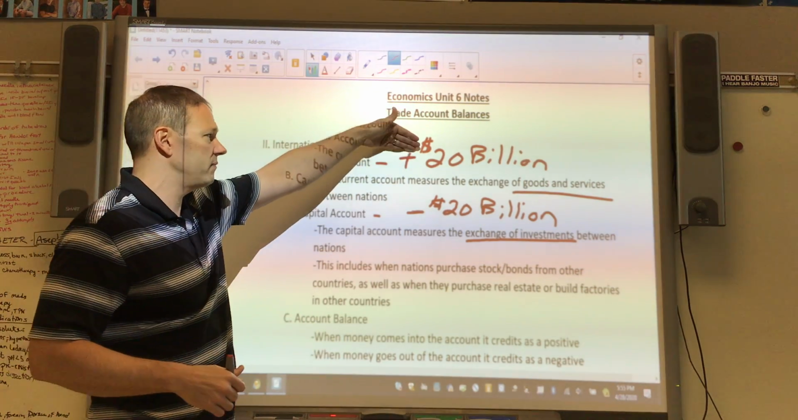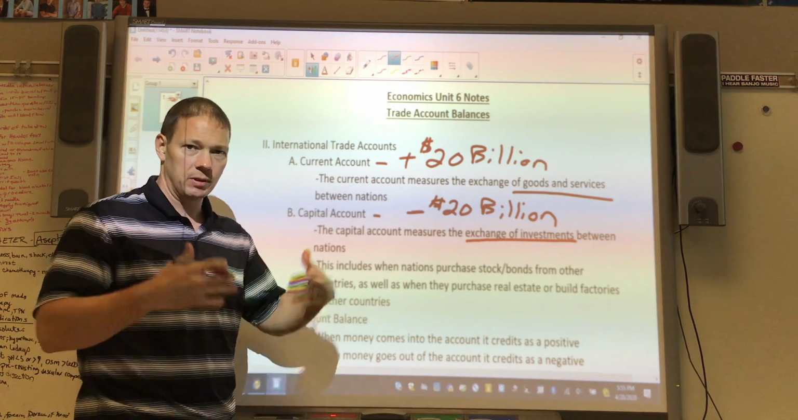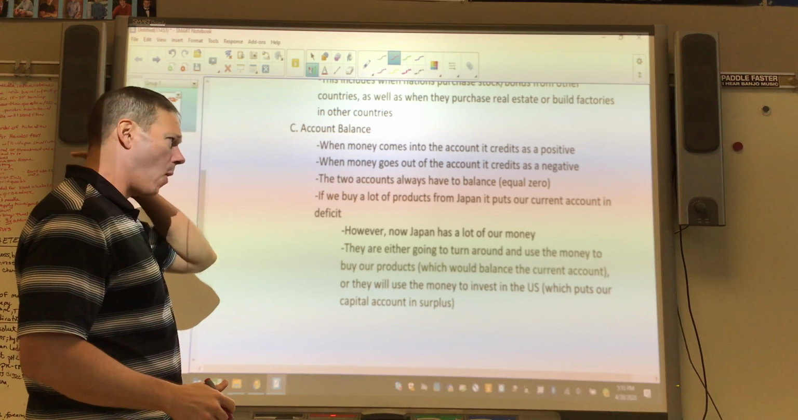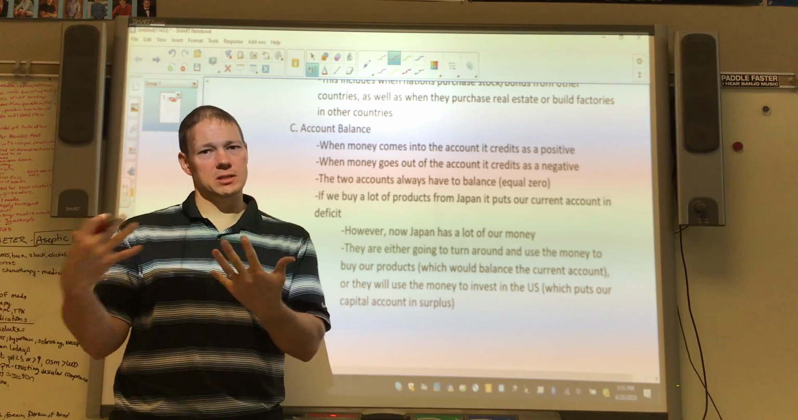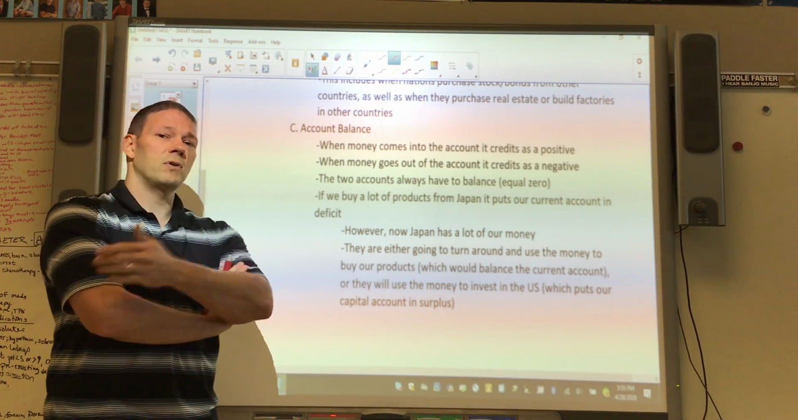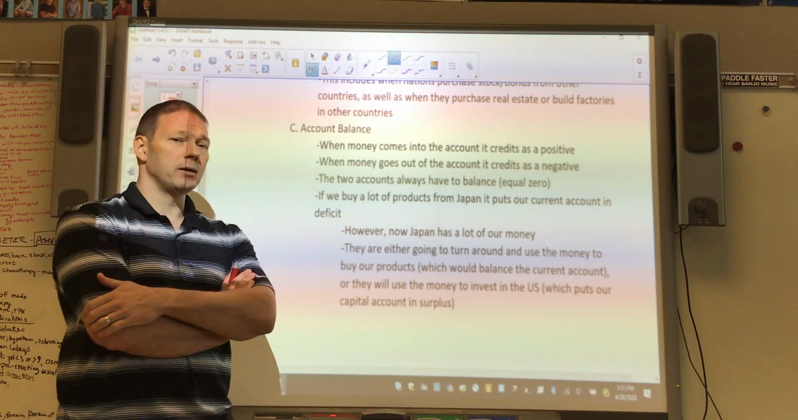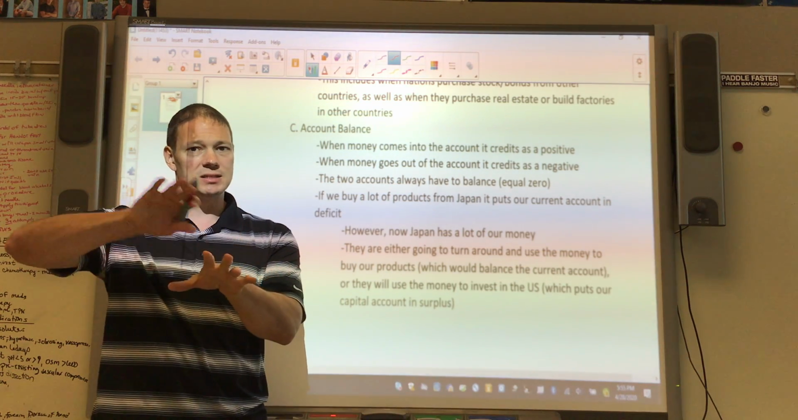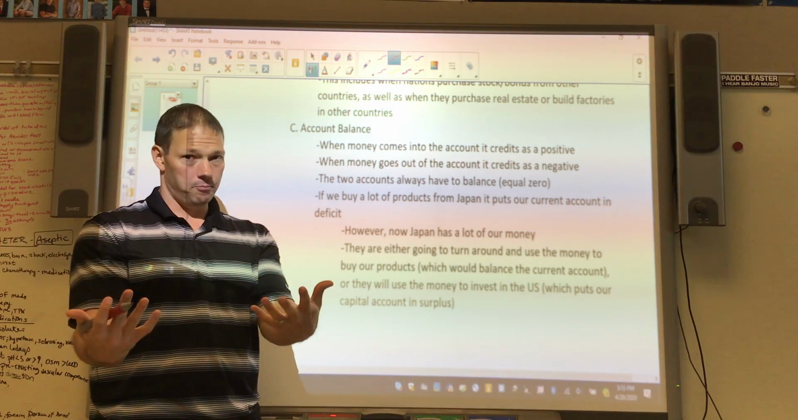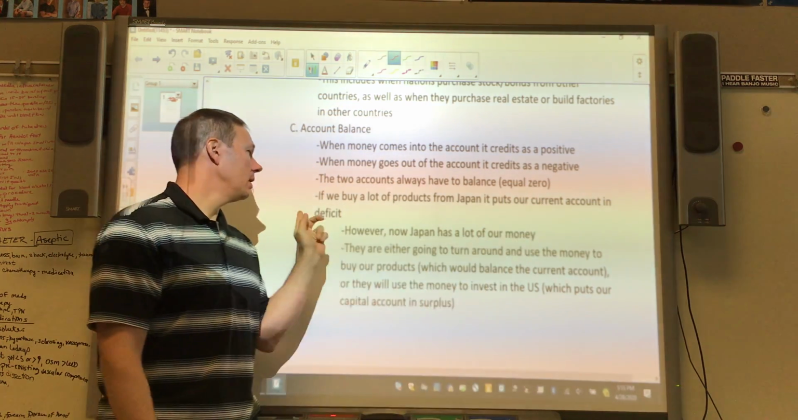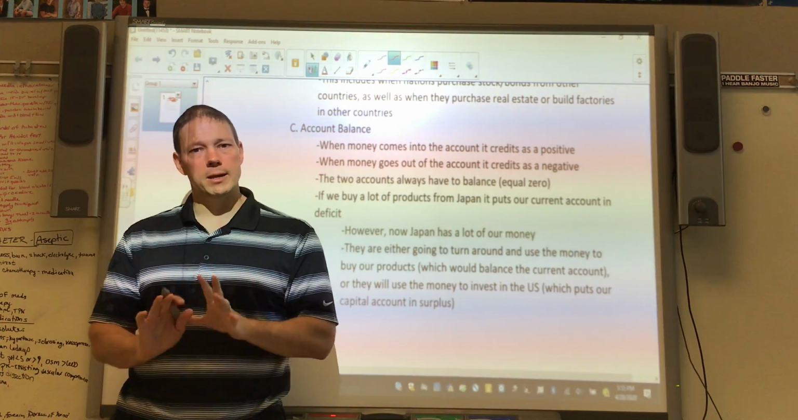If this one was negative 50 billion, this would be positive 50 billion, and so forth. Okay, the two accounts, you put them together, they always equal zero. Why is that? Well, again, this is explaining how the money always makes its way back. So, let's say, for example, that we buy a lot of products from Japan. Now we're buying from Japan, sending money to Japan, products, goods and services, so that's going to put our current account in deficit.